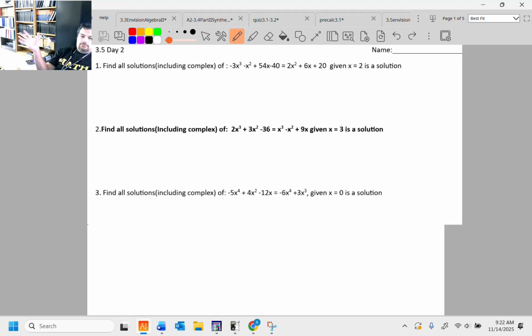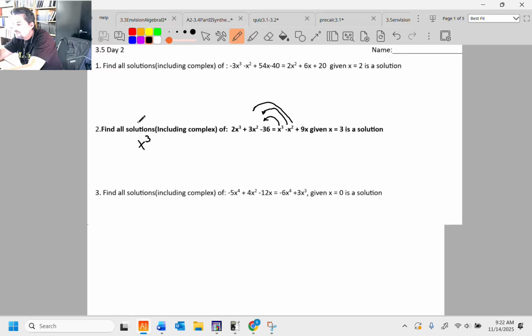3.5 day 2. Find all solutions, including complex, of 2x cubed plus 3x squared minus 36 equals x cubed minus x squared plus 9x, given x equals 3 is a solution. Now, by now you realize that you need to be setting things equal to 0. So 2x cubed minus x cubed is an x cubed.